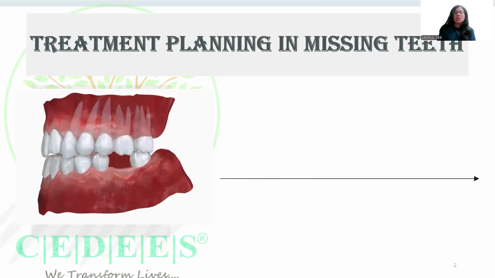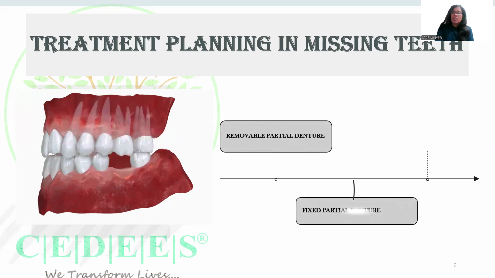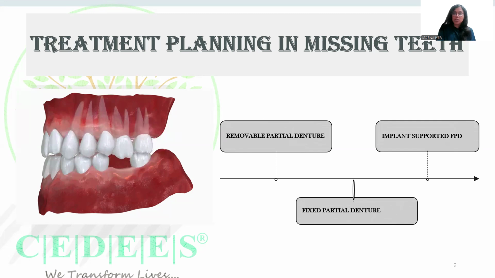So when a patient comes to you with missing teeth, you inform the patient that there might be supraeruption of the opposing tooth, and there will be mesial drifting of the adjacent tooth. The options which you provide for the patient include your removable partial denture, your fixed partial denture, and last but not least, your implant supported prosthesis. Okay, so how do you decide if the patient is a good candidate for your fixed partial denture? That is the topic we'll be dwelling into today.